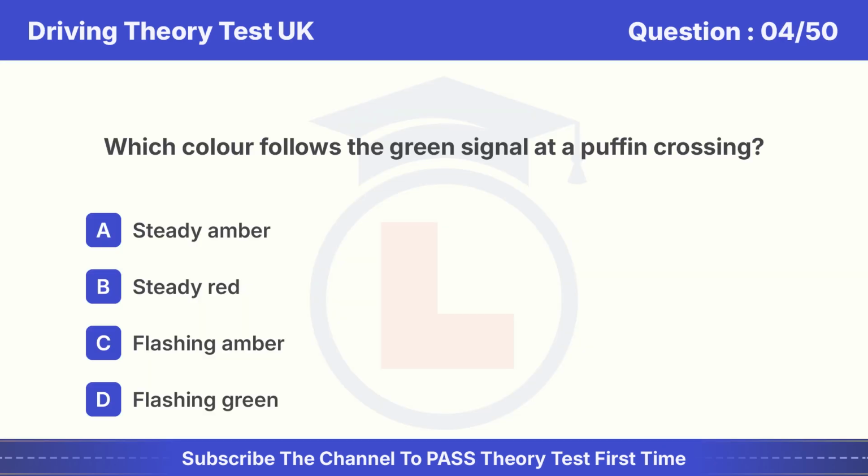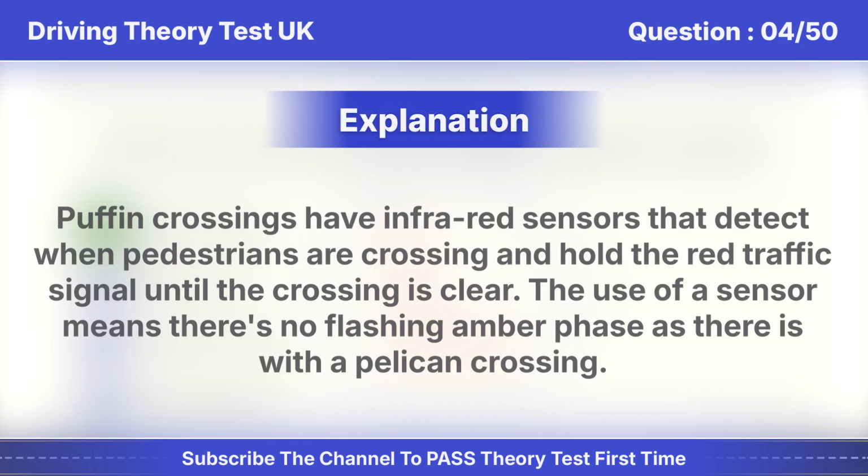Question 4. Which color follows the green signal at a puffin crossing? Answer is A. Steady amber. Puffin crossings have infrared sensors that detect when pedestrians are crossing and hold the red traffic signal until the crossing is clear. The use of a sensor means there's no flashing amber phase as there is with a pelican crossing.